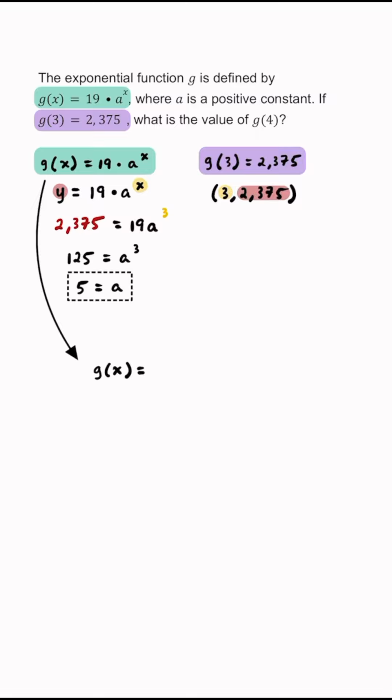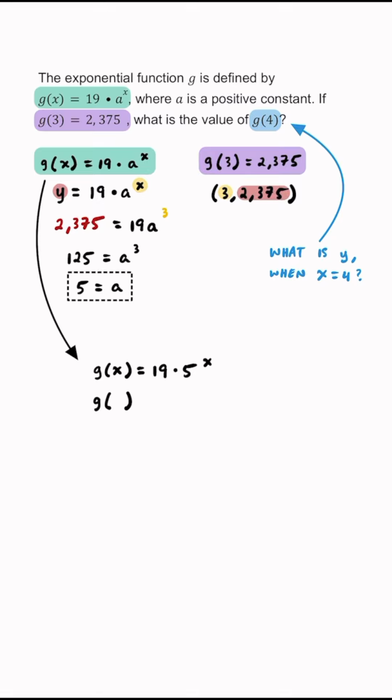Now that we know the value for a, we can go ahead and rewrite this function as g of x is equal to 19 times 5 to the x power. Now that we have the general form of the function, knowing that a is equal to 5, we can actually find out what g of 4 is equal to. Again, if the function notation is a little confusing, basically this is asking what is y when x is equal to 4.